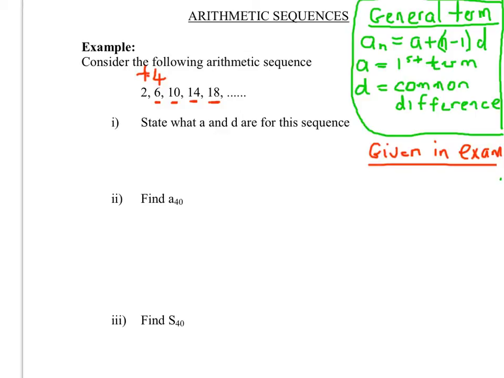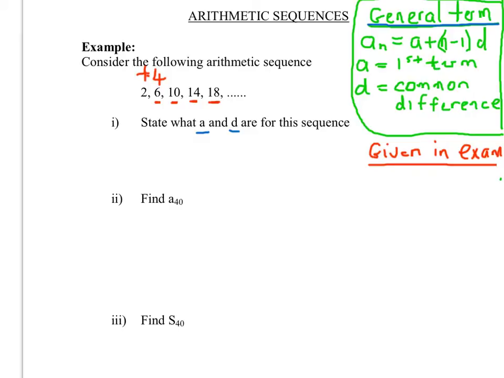Now, what are the values for A and D? Well, let's look over here to the right hand side. Here I'm given the general term of an arithmetic sequence. The general term is a_n is equal to a plus (n minus 1) multiplied by d. And it tells me that a is actually the first term.